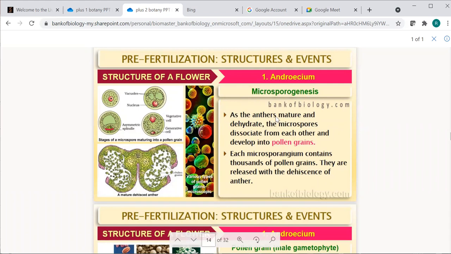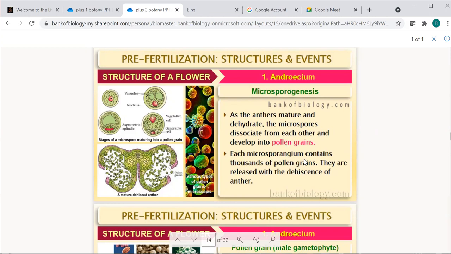As the anther matures, they dehydrate and the microspores dissociate from each other and develop into individual pollen grains. Earlier, how was it? It was together. Everything was together. And what is the connecting thing? The connecting thing gets dehydrated and doesn't appear after some time. That means it matures and dehydrates, and the microspores dissociate from each other and develop one by one into pollen grains.